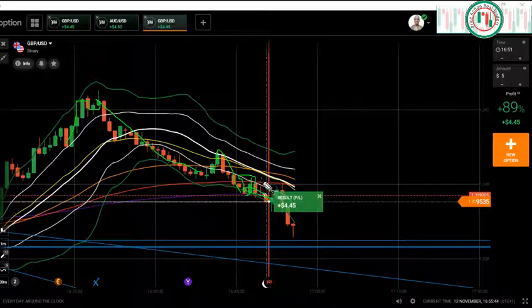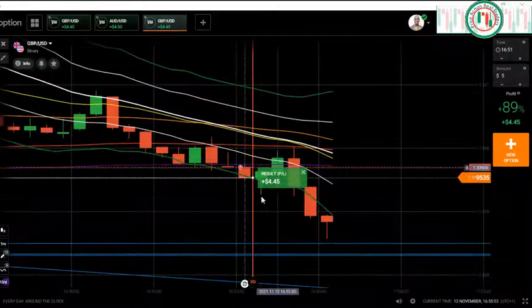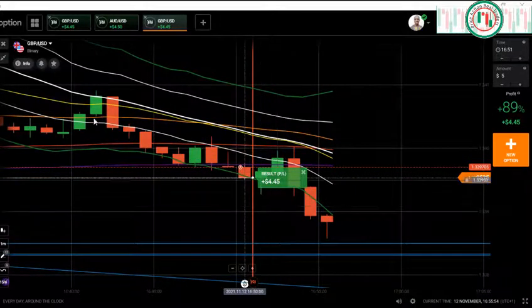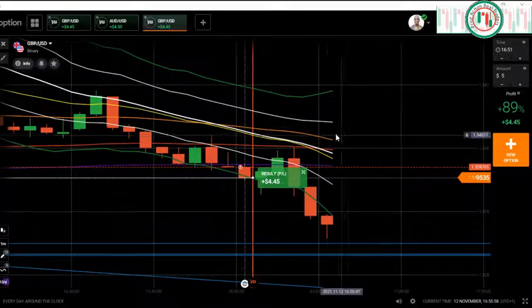I know definitely from here market must go down. So that's why I place my trade, and you see EMA still are flat. So that's why I place my trade put option.